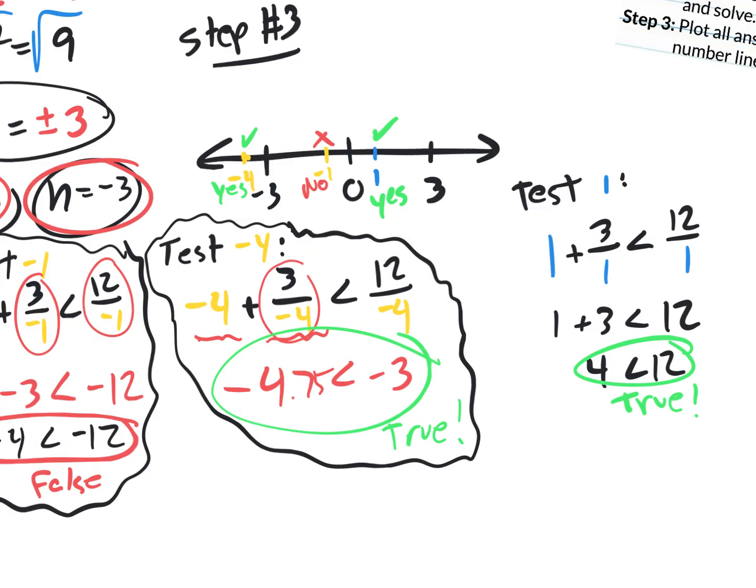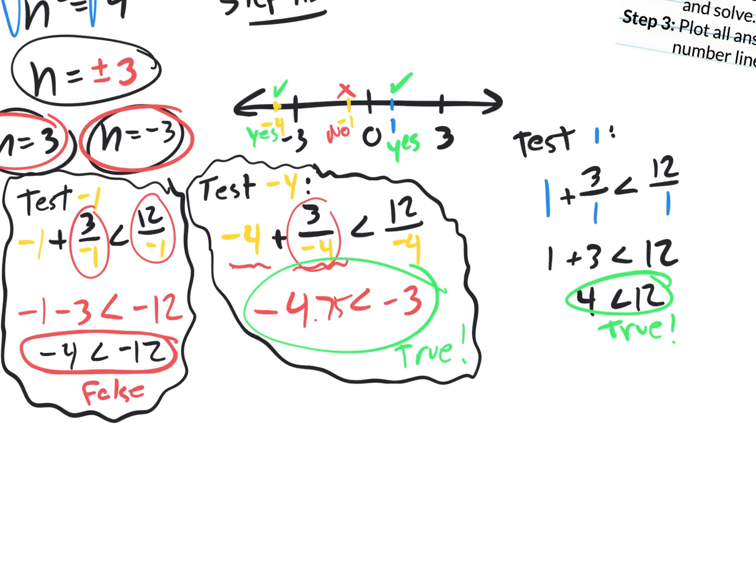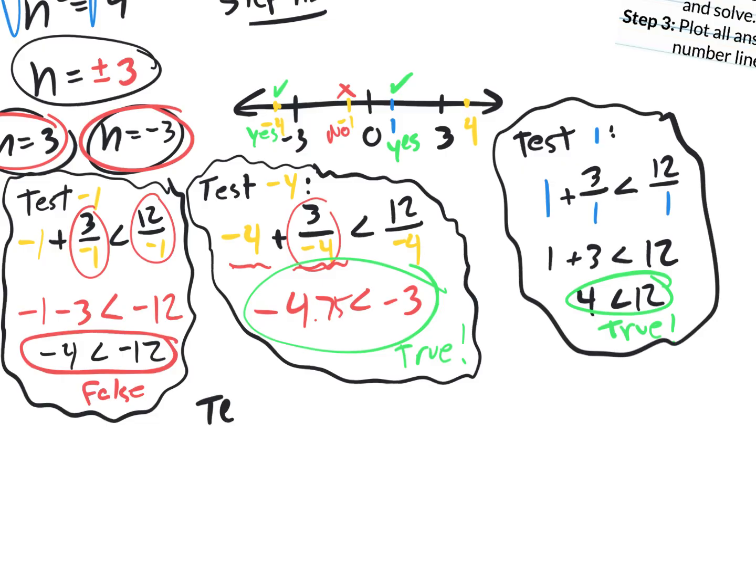Okay. Now let's test the final one. Plug in a value that's greater than 3. So give me a value greater than 3 that we could plug in. +4. Okay. So let me test. Let me just put a +4 over here. Let's test it. By the way, let me circle that. That was testing 1. Over here, test +4.